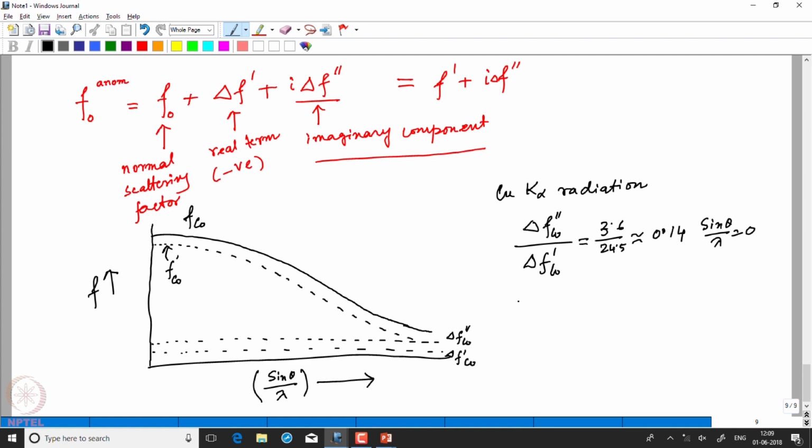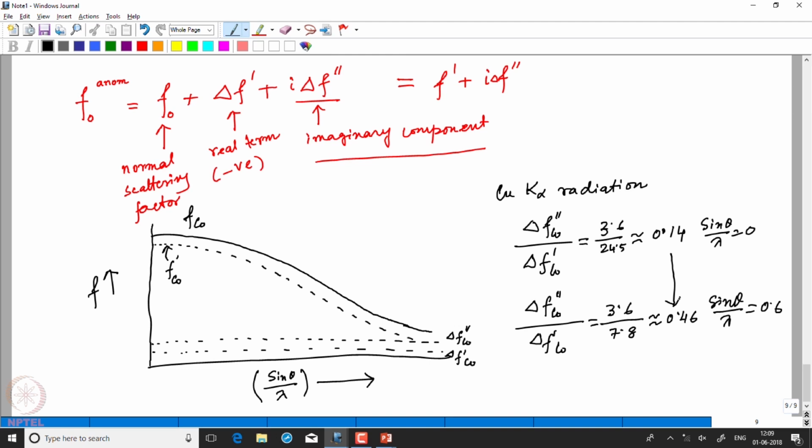But this ratio of delta F double prime of cobalt by delta F prime of cobalt at sin theta by lambda equal to 0.6 is 3.6 by 7.8, which is nearly equal to 0.46, indicating that there is a nearly threefold increase in this ratio.